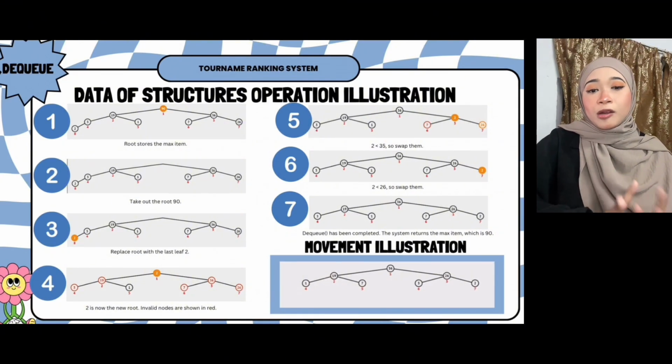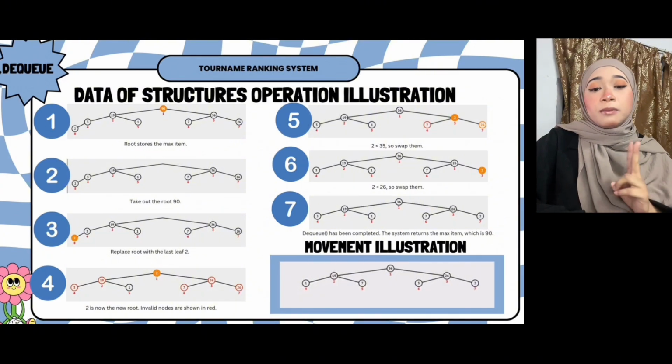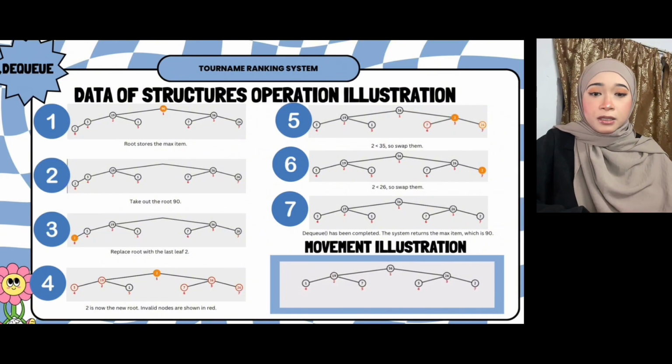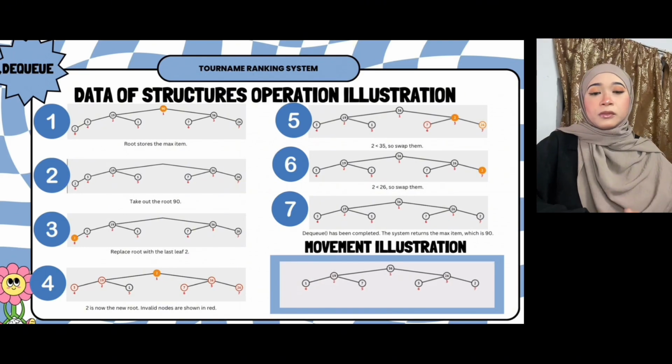Okay, so step number 6. The number 2 is compared with 26. The number 2 is smaller, so another swap occurs. The movement of number 2 down and 26 up is clearly depicted in the illustration. So with this, the invalid nodes are resolved.